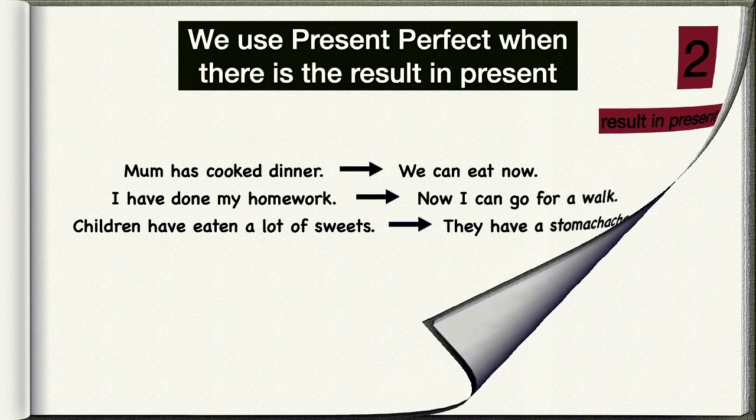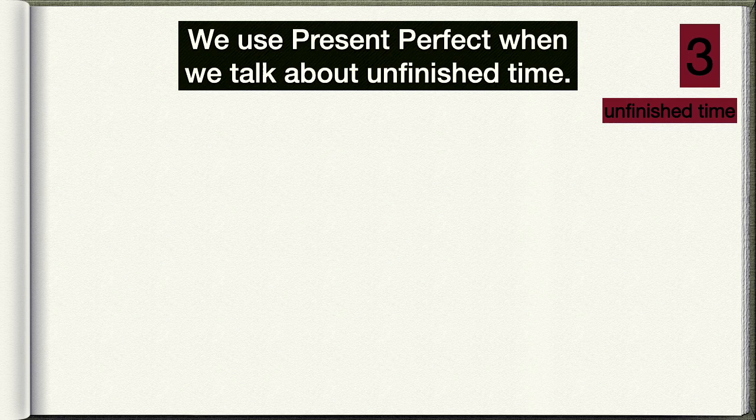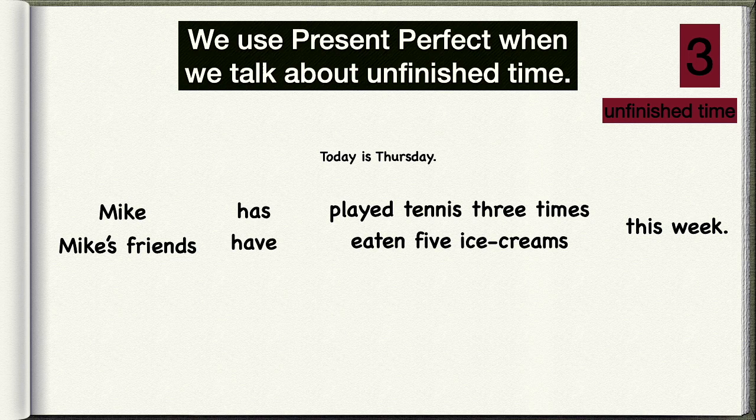Number 3. We use present perfect when we talk about unfinished time. What is unfinished time? Today is Thursday. Mike has played tennis 3 times this week. Mike's friends have eaten 5 ice creams this week. But it's only Thursday, the week hasn't finished yet.